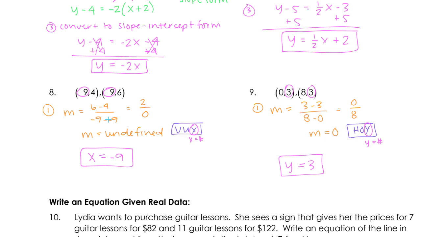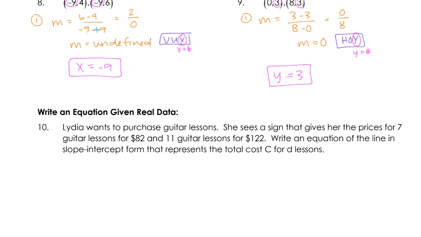On 8 and 9, if you go to write x equals a number or y equals a number, those x values or y values have to match. If they don't match, then you have definitely done something wrong. So just know that going into doing your homework in a little bit.